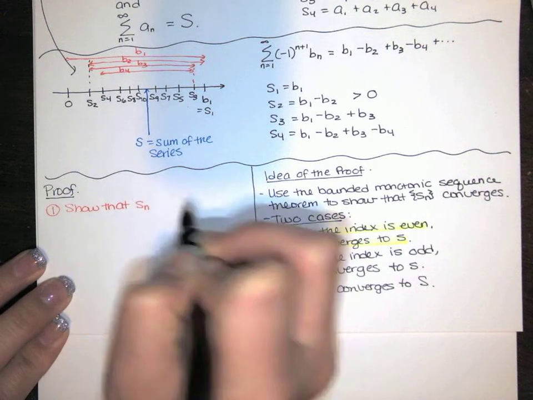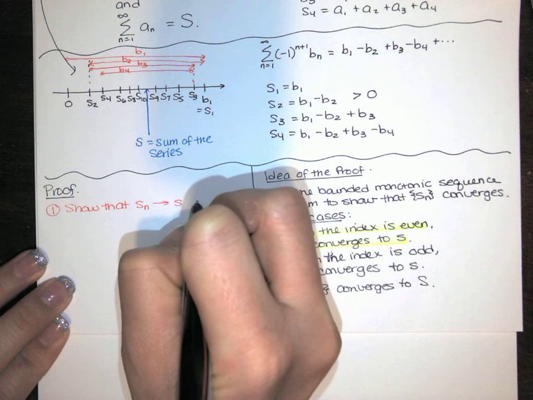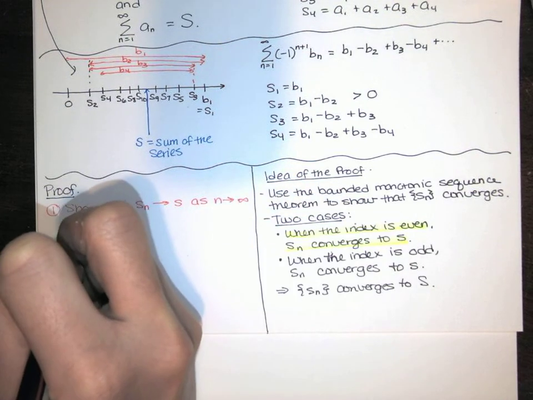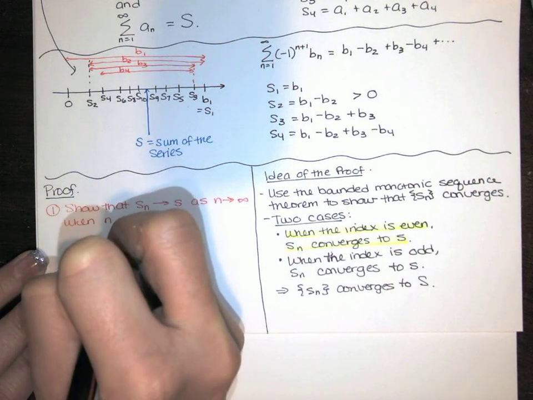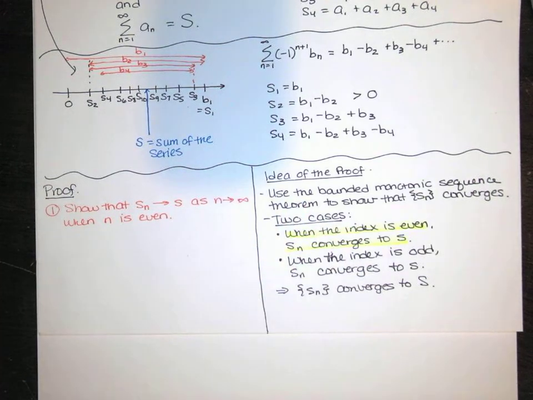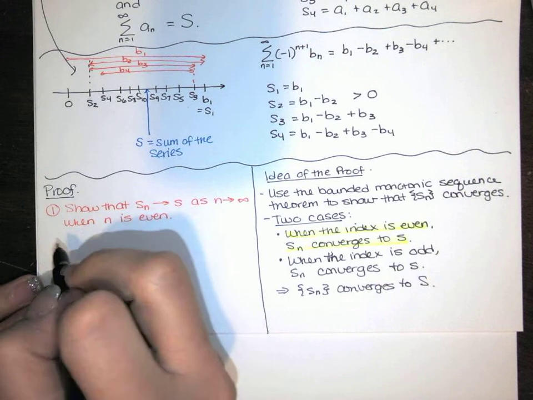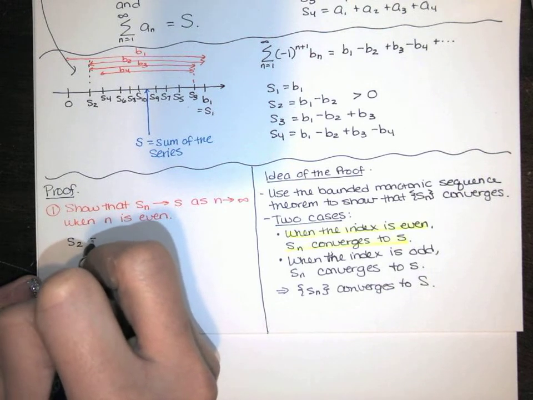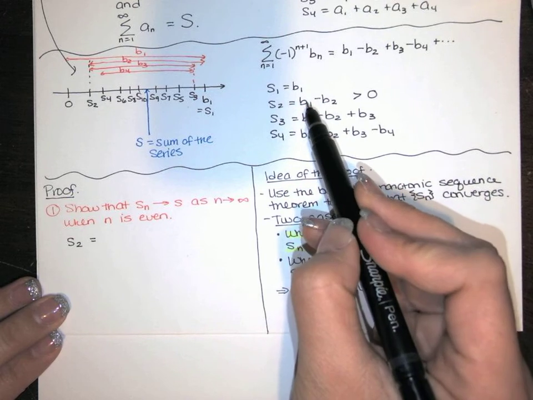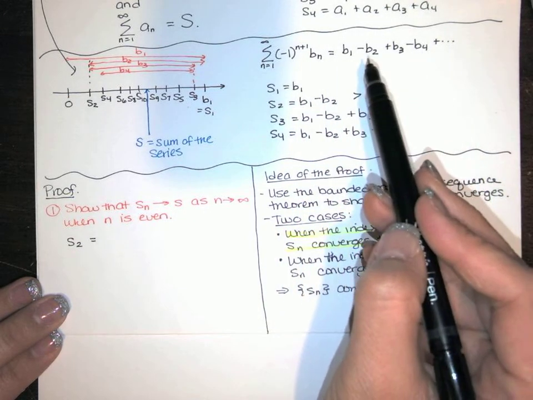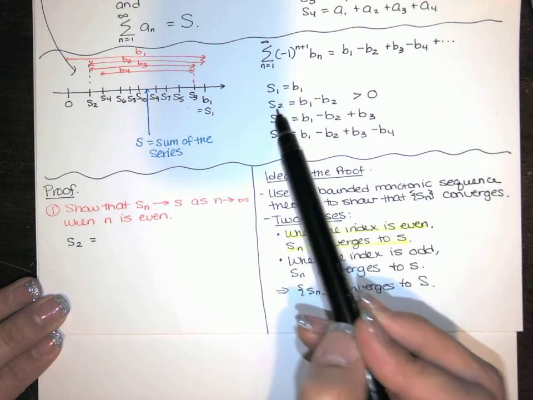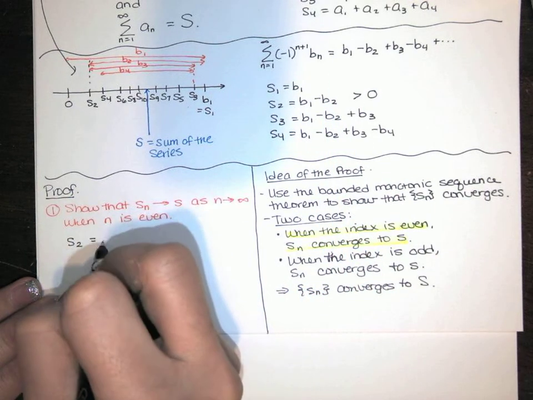We want to show that S sub n converges to S as n goes to infinity, under the special condition that n is even. That's our first goal. So first, let's just look at S sub 2. Well, S sub 2 is the sum of the first two terms of our alternating series. So let's use this one, the version where we start with a positive term. In that case, S sub 2 is b sub 1 minus b sub 2.